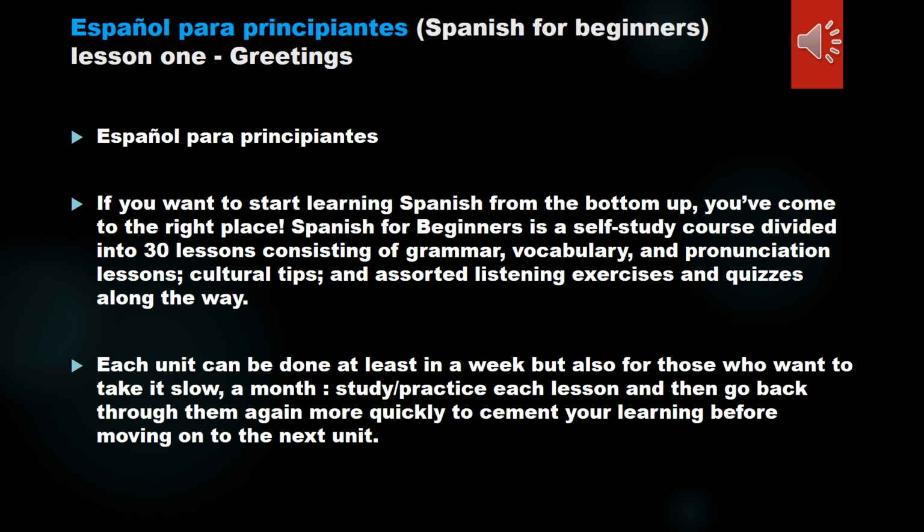For example, the J in Spanish is pronounced like an H. So for example, if you see the word for my son, you will say hijo mío. Hijo mío is my son. So okay, anyway, Spanish for beginners, lesson 1. Just repeat after me: Español para principiantes.